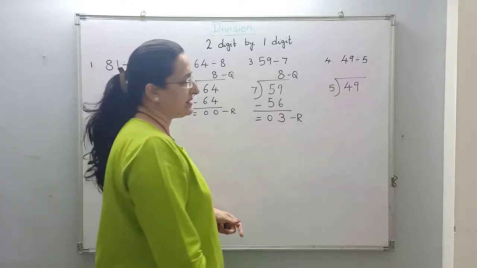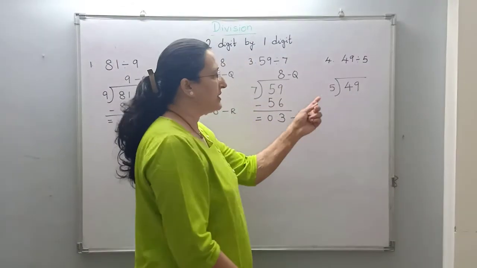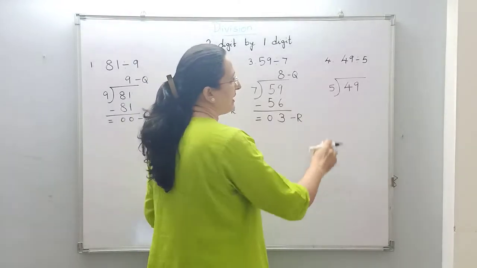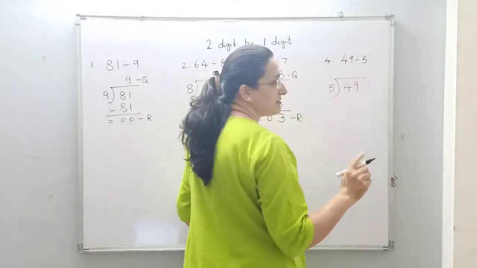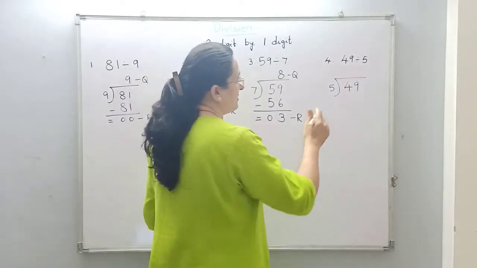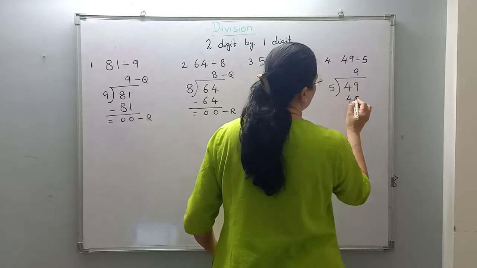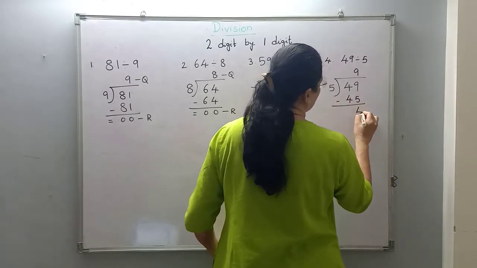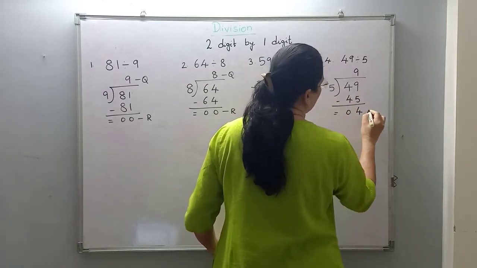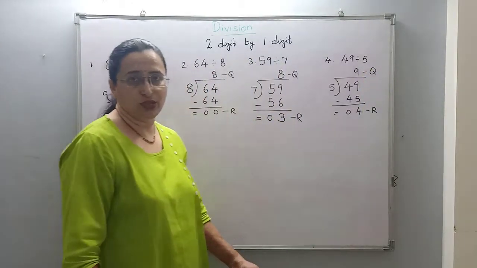Let us go for the next example. Again 49 does not come in the table of 5. So we have to find out a number which is closer and smaller than 49. So it is 5 9s are 45. And we have got 4 as remainder and 9 as quotient.